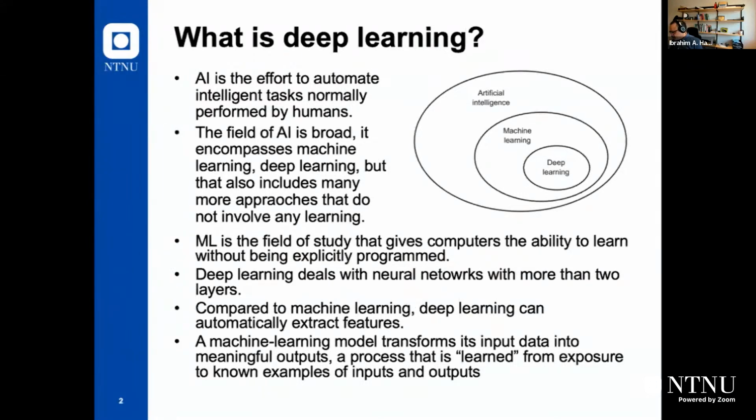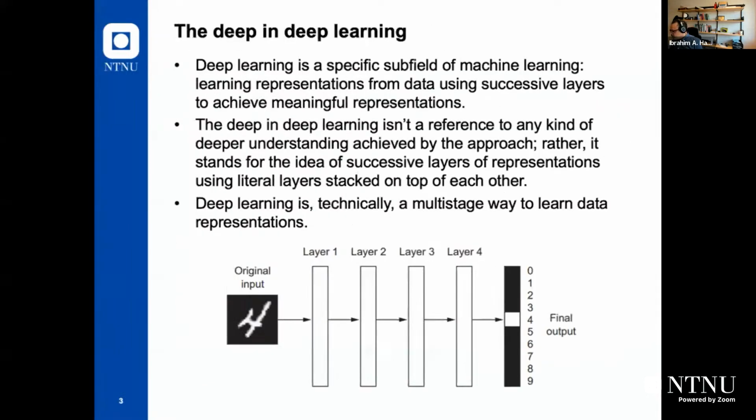This is what is deep. Also, last time we talked about what deep means in deep learning. It's not about deep understanding, but about the number of hidden layers. When the number of hidden layers is more than or equal to two, we can consider it a deep learning model.